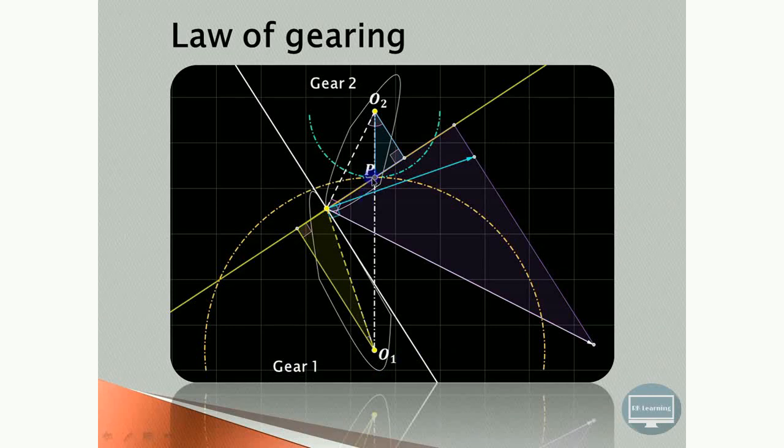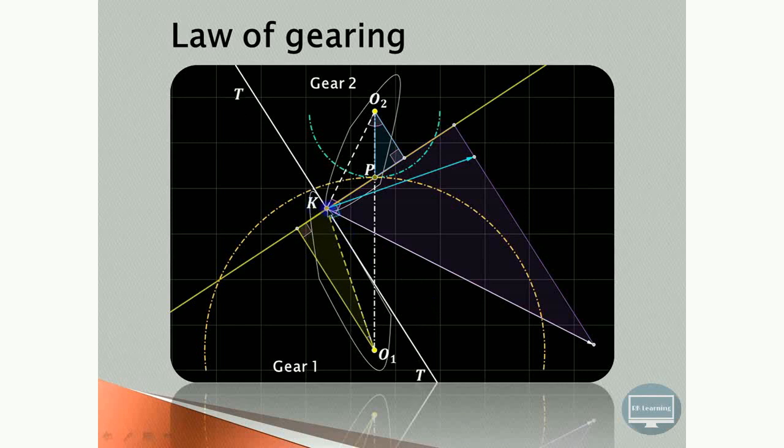Now this is the pitch point, the point at which the two pitch circles of gear 1 and gear 2 intersect each other, that is point P, and this point P is known as the pitch point. Now let us assume that these two gear teeth are in contact with each other at this particular point, and let us call this point K.